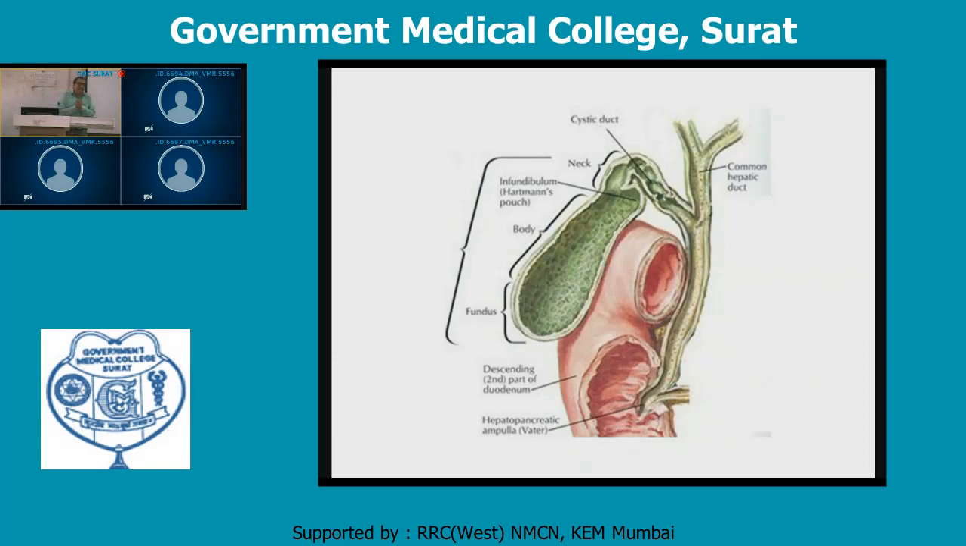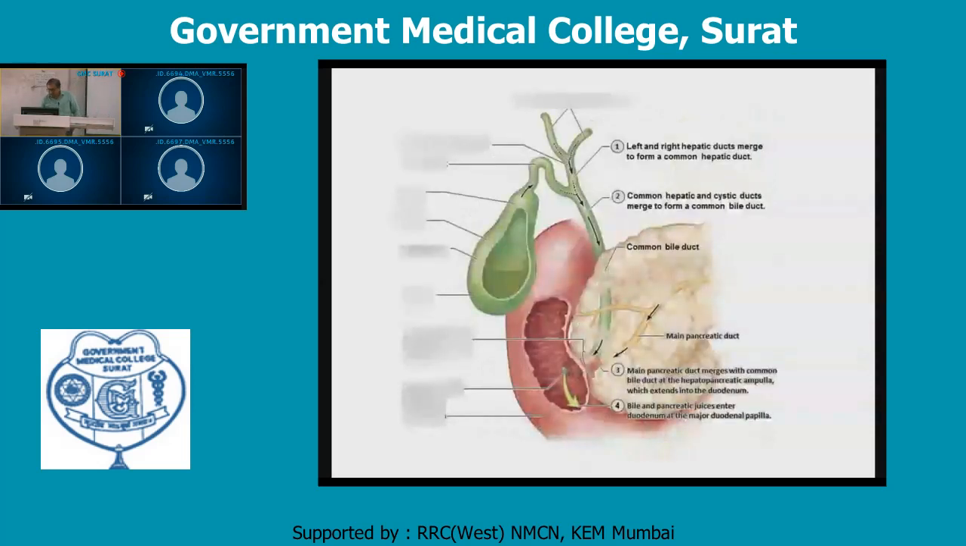So recalling that gallbladder has three parts. The lowermost is the fundus, then the body, and then the uppermost part is the neck. And we have discussed the important relations of each of these parts. Now proceed further.